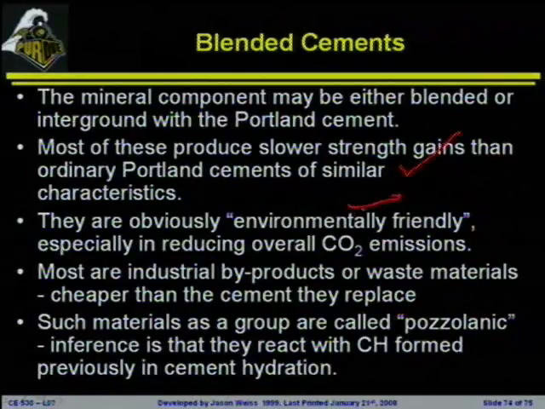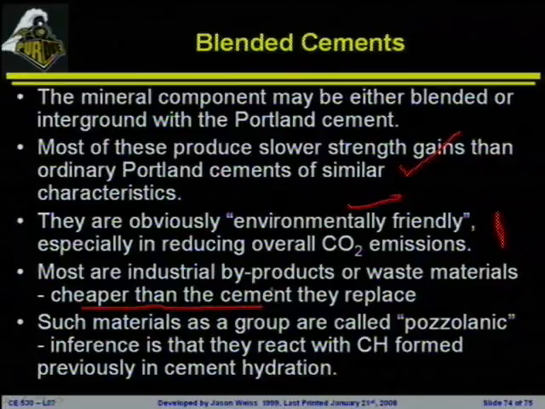Environmental friendly aspects of this are incredibly important. If we don't have to put materials through the kiln to produce the same amount of binder, we've substantially reduced the amount of CO2 that needs to be liberated to make the amount of concrete. So there's a substantial improvement in sustainability by using things like fly ash, slag, and even bypassing and putting limestone into the mixture. We'll talk a little more about this at the end of the semester when we start to talk about sustainability issues. Many of these materials will be less expensive than the cement that they replace.